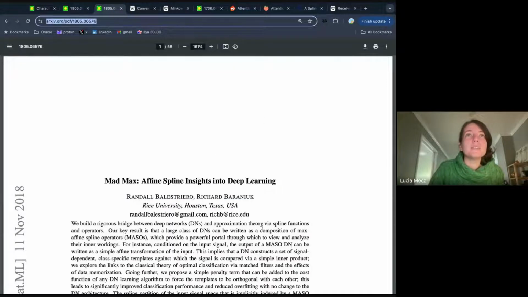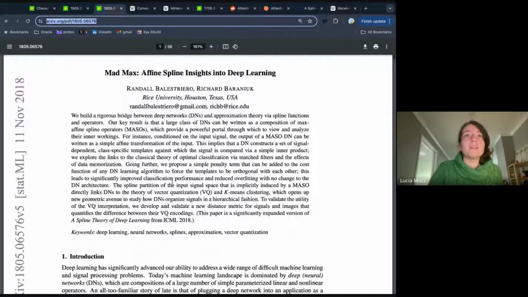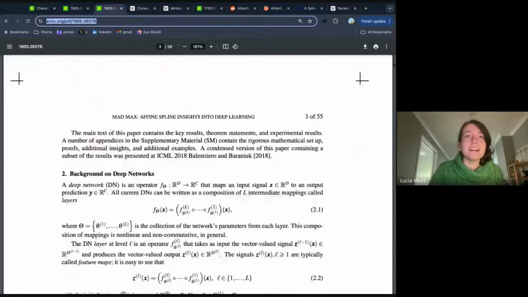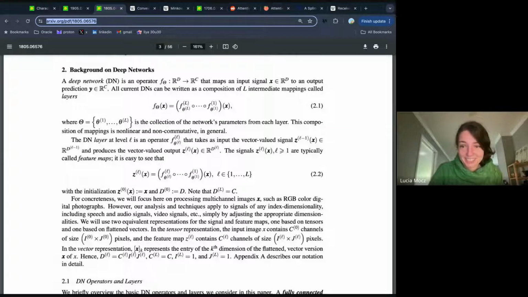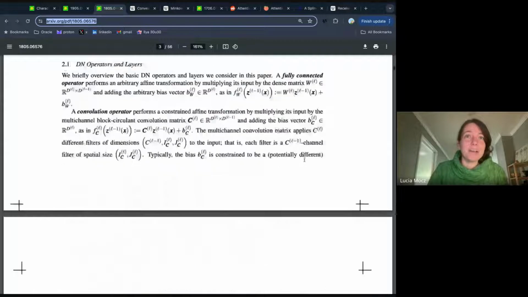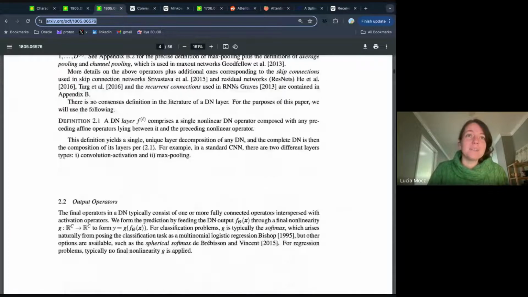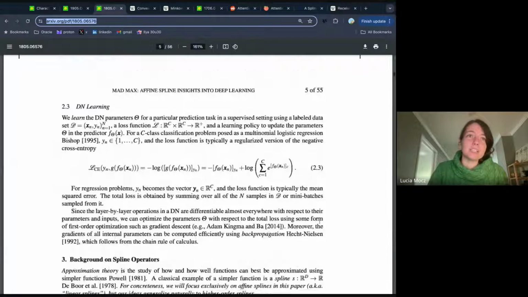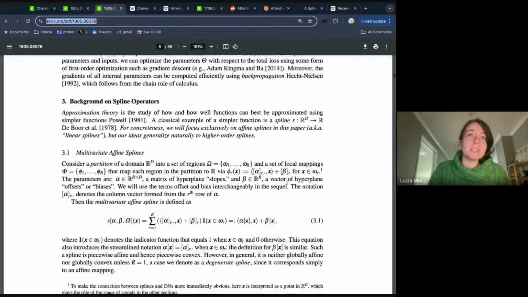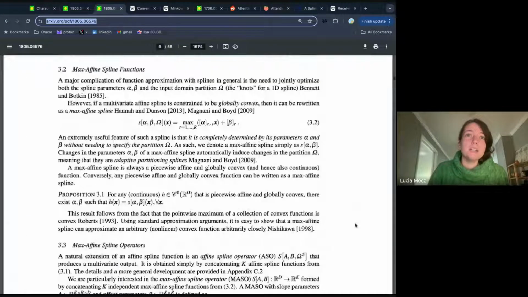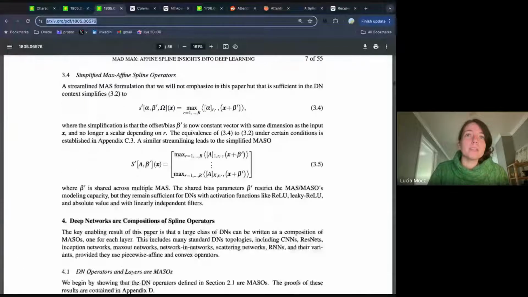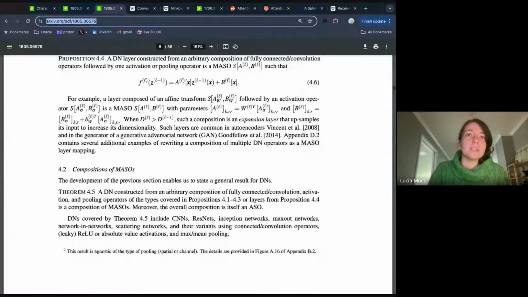This one is the long paper, which goes into a lot of the background of how these affine splines work. It's the full theory. I did not read it. It's 56 pages. But if you're interested in looking into some of the background and understanding spline operators, this seems to be a fairly good resource.